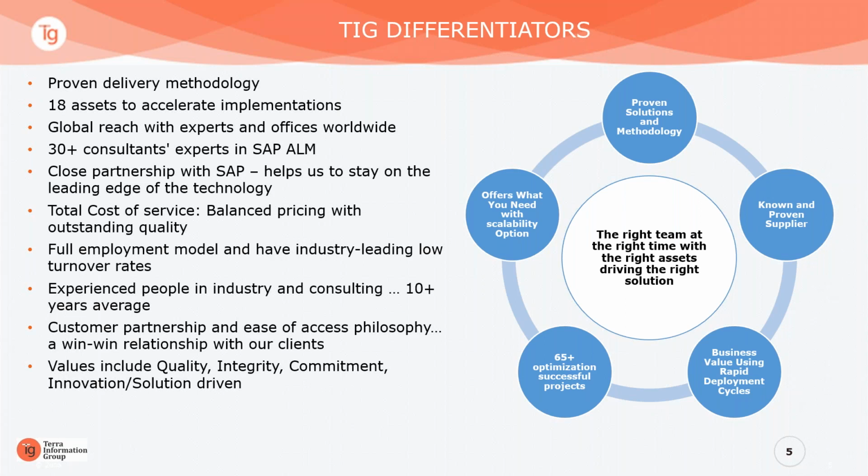And again, value includes quality, integrity, commitment, innovation, and we're very much solution driven. And to the right, you can see again pretty much the same blocks: proven solutions, methodologies. We have the right team, doing the right things, with the right assets, driving the right solution. And we believe SAP is the right solution. We have over 65 successful optimization projects. And as I mentioned, we have the rapid deployment solutions, 18 assets that we have deployed. So next slide, please.